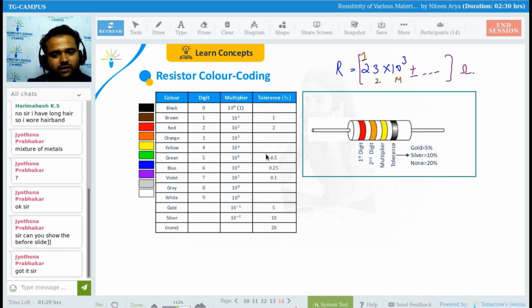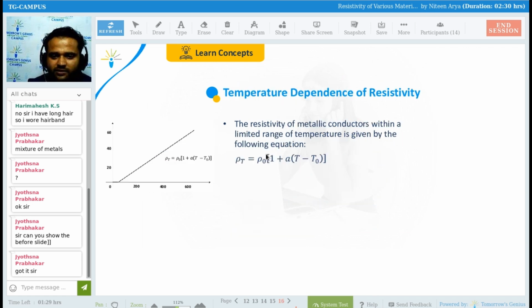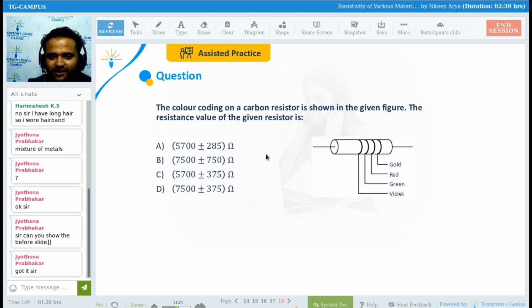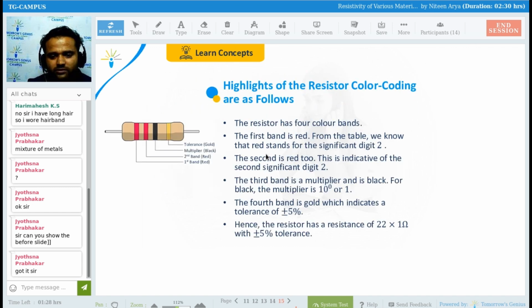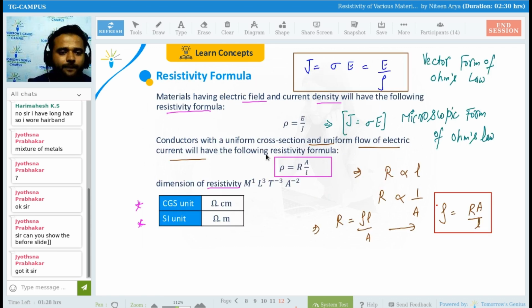And moving ahead, this is again resistor color coding. We are done with this part. This is the highlight of the resistor color coding, how we can find it. And this is temperature dependence of resistivity. This is a question, and then, oh, nice. Okay, just take a break, because theory-wise we have finished almost 70-80%. Then we're going to discuss a little bit more after the break.